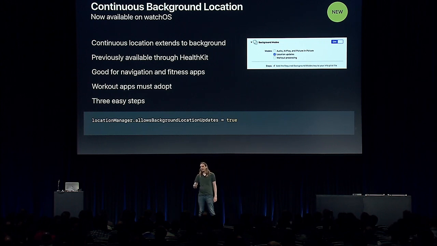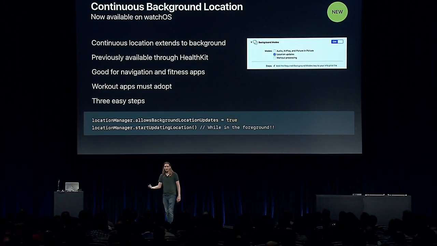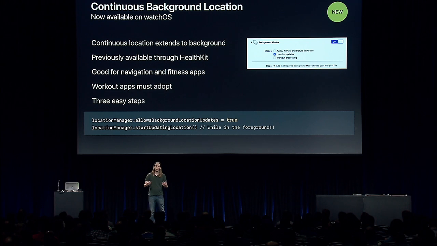We recommend you only do this after the user has initiated the workout session or the navigation session. That way you don't accidentally start the continuous background location session before you meant to. Finally, you simply call Start Updating Location while your app is in the foreground. When your app enters the background, Core Location will keep your app running and continue to deliver location updates.